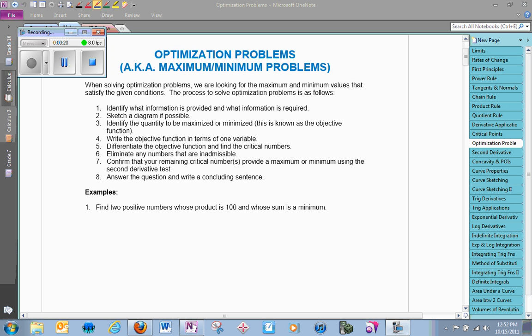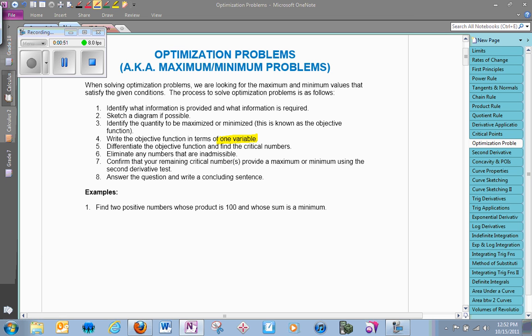So when solving optimization problems, we're looking for the maximum or minimum values. We want to be able to identify what information is provided and what's required. Sketch a diagram if we can. Identify what it is that we're looking for, so what's being maximized or minimized. In calculus, we call this the objective function. We want to make sure that the objective function has only one variable in it. This is really important. Sometimes when we have more than one variable, that's when things start to get messy.